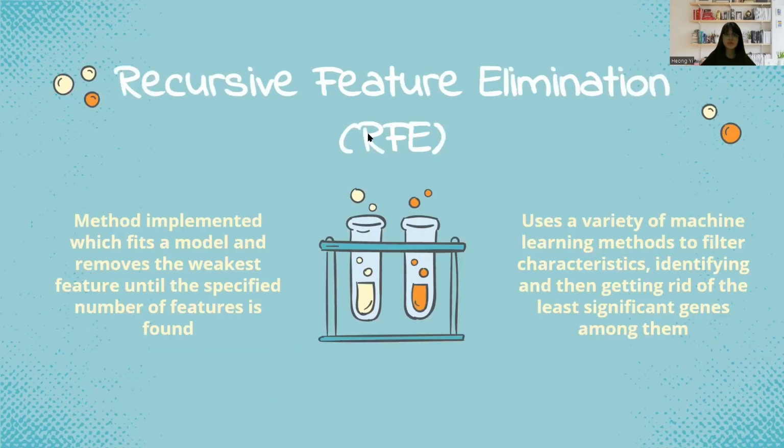Next, I would like to introduce recursive feature elimination, the RFE. This is the method we implemented, which fits a model and removes the weakest feature until the specified number of features is found. This method also uses a variety of machine learning methods to filter characteristics, identifying and getting rid of the least significant genes among them.